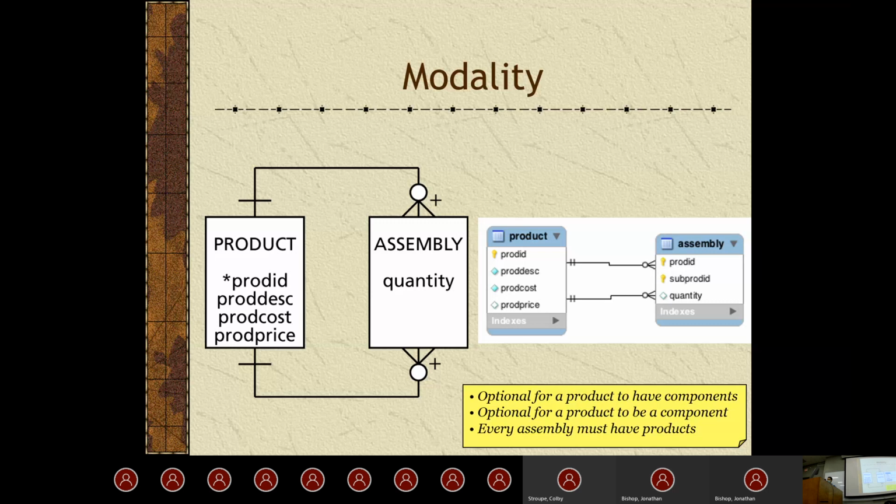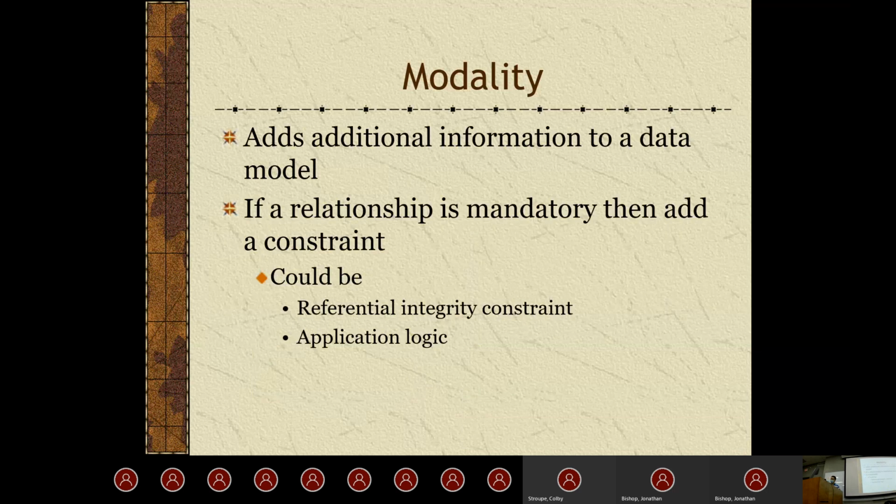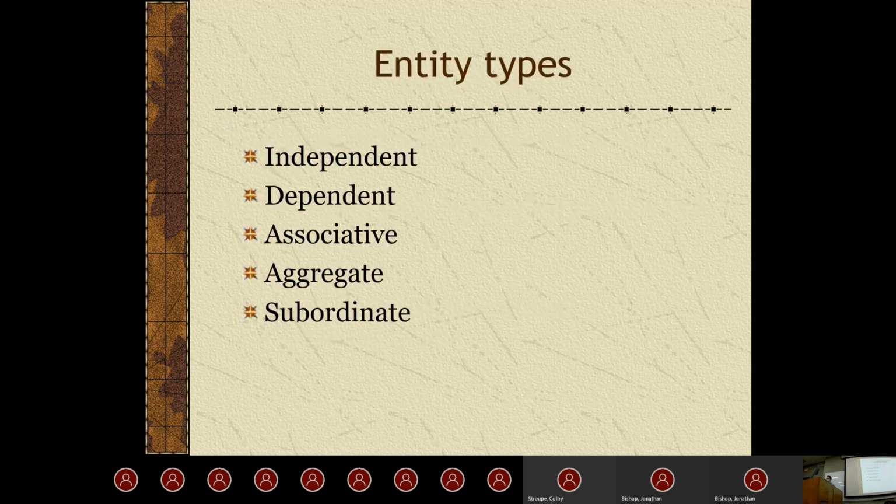So here's just another example of that. So basically what we're saying is, is it mandatory or is it optional? And there's a lot of different ways to go about this. We're going to cover some of this stuff when we get into actually building tables and building these relationships, so don't worry about it too much.